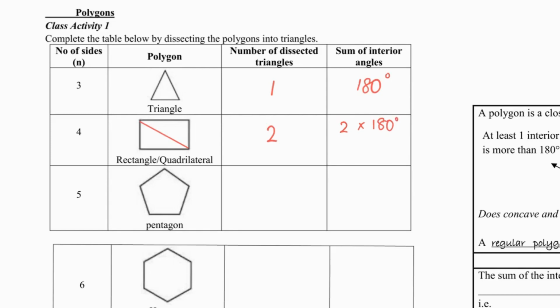Let's do the same for my pentagon. That's the name of the polygon here. And I'm going to try and dissect it into many triangles again. I draw a line here. I draw another line here. And I realize, oh, there are 3 triangles. I'm able to dissect 3 triangles. So it will be 3 times 180 degrees.